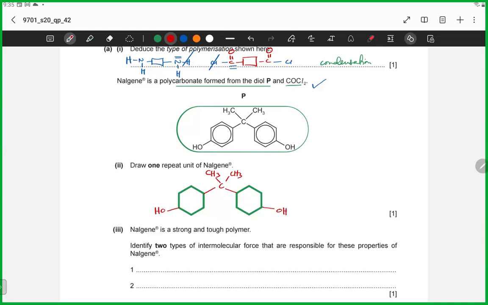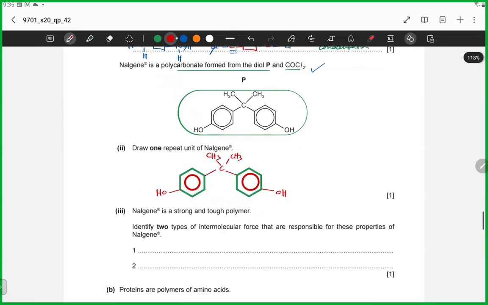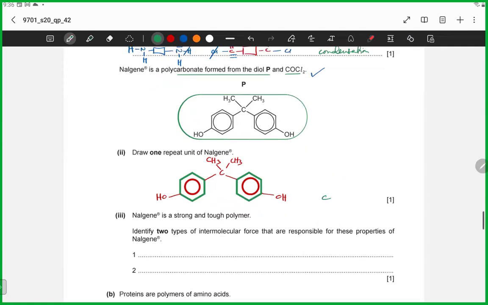Plus there's a benzene ring. So I've basically redrawn the molecule. And he's saying draw the repeat unit with this thing, COCl2, right? Which is C double bond O and you have a Cl. There's going to be another one over here, C double bond O and Cl.